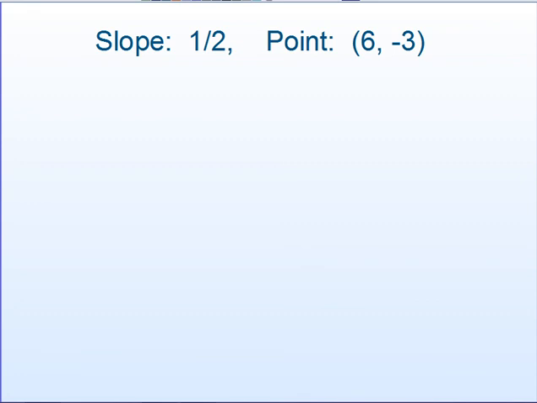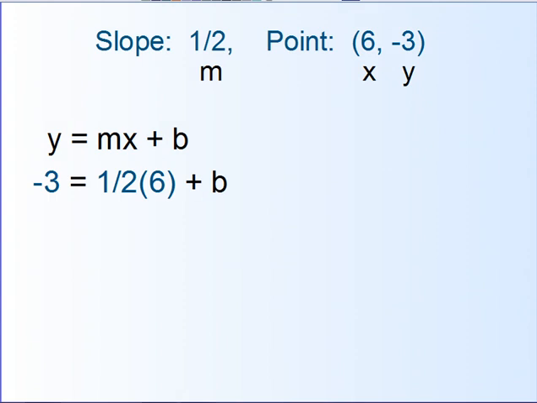Let's look at a second example. Now my slope is 1/2 and my point is 6 and -3. Remember, slope is m. My point has both an x and a y value. I'm going to plug those into y equals mx plus b. Remember, the y value is -3, m is 1/2, and x is 6. The only value I'm missing is b for y-intercept.